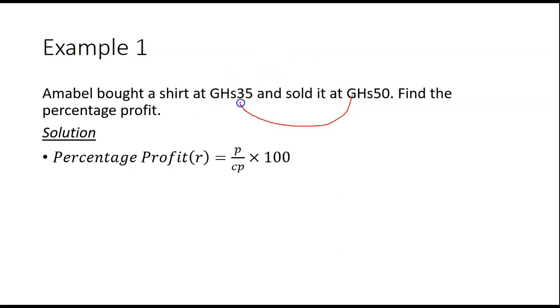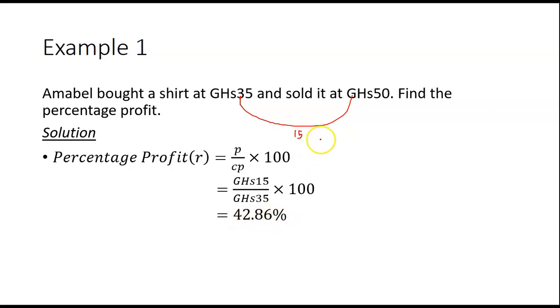His profit should be 50 minus 35, and that gives you 15. So he made a profit of 15 Ghana cedis. So you substitute 15 cedis in place of P, and then it should be divided by cost price. Be very careful. So divide by cost price times 100. So this gives you 42.86%. So this means that she made a profit of 42.86%.